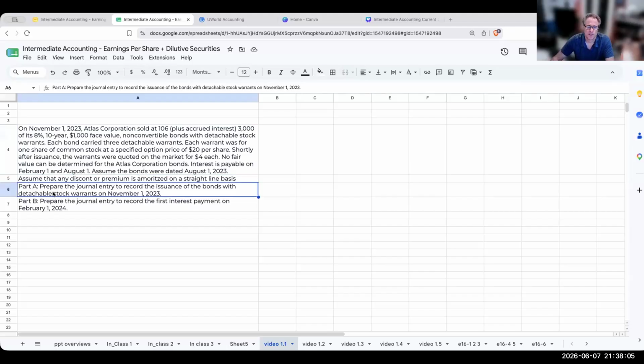Part A, prepare the journal entry to record the issuance of the bonds with the detachable stock warrants. And then we're also going to prepare the journal entry to record the first interest payment.